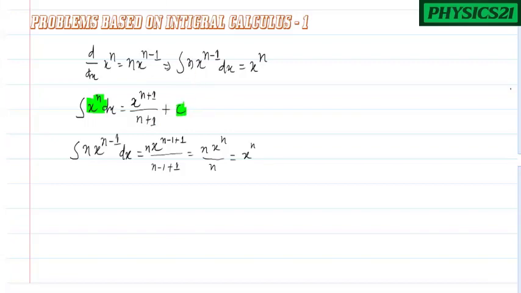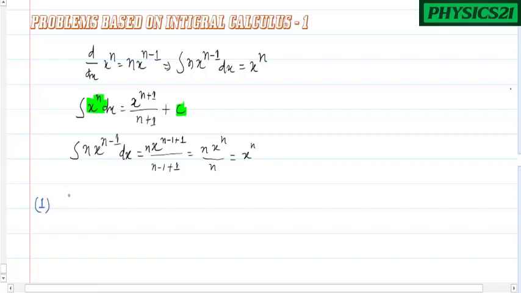Now examples. So there is the first example. Integrate x raised to power 5. So here in place of n there is 5. Its integral coefficient will be x raised to power 5 plus 1 divided by 5 plus 1. It will be x raised to power 6 divided by 6, and one more term, constant of integration. Okay, so this is by the basic.